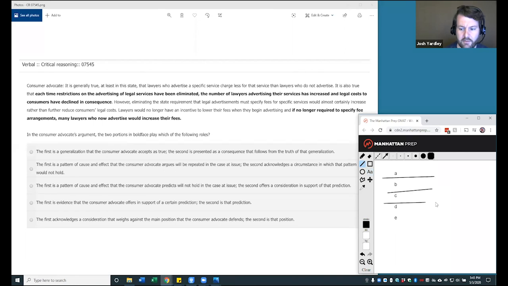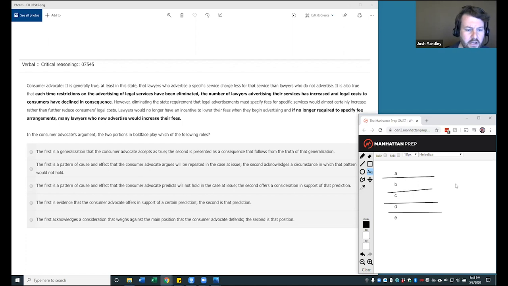Draw my lines to keep me organized. And then we'll take a look at the question. It's asking about describe the role of the boldface sections. Okay, great. Reading the passage, consumer advocate. This thing is generally true. This is also true. The first bold is something the advocate's saying is true.